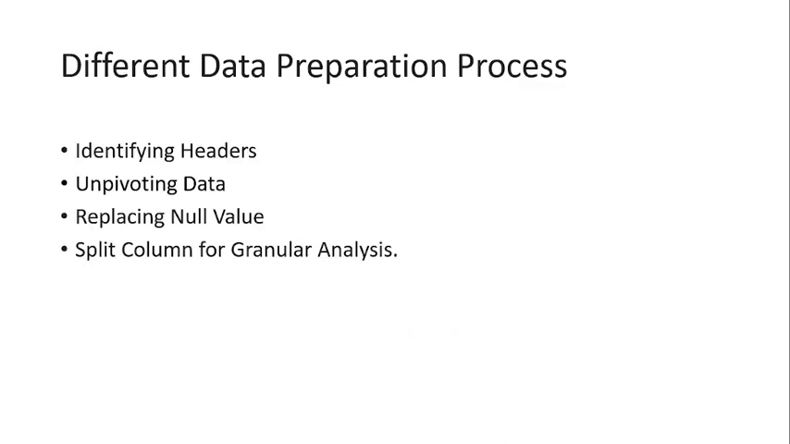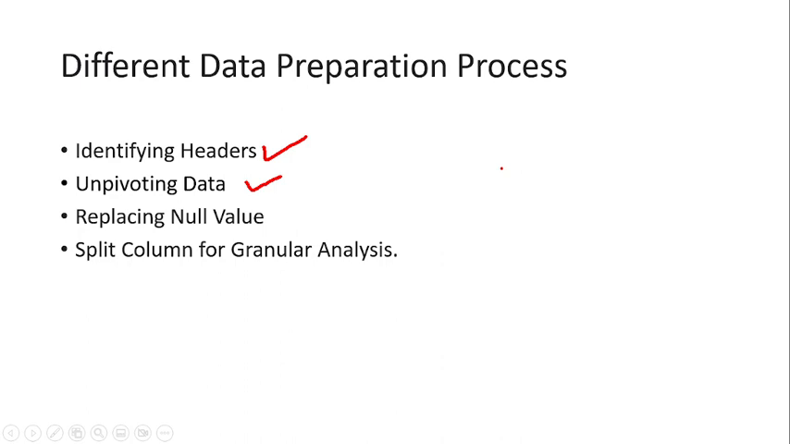Now we have a lot of processes we do for preparing this data. Some of the data preparation processes we'll look into are identifying the headers. That means if the headers are not being recognized by Tableau, how can we make them recognized? We'll look into that. Then unpivoting the data. Generally, pivoting is converting your row by row data to a tabular row by columns data. So unpivoting is going to be the vice versa.